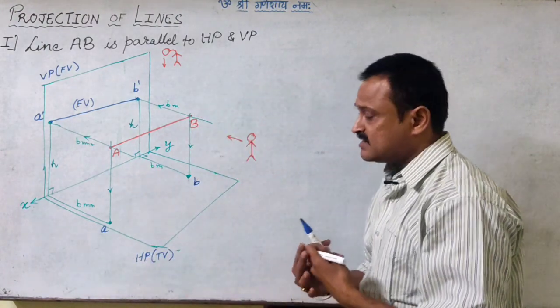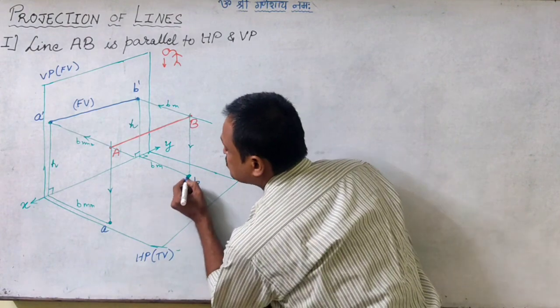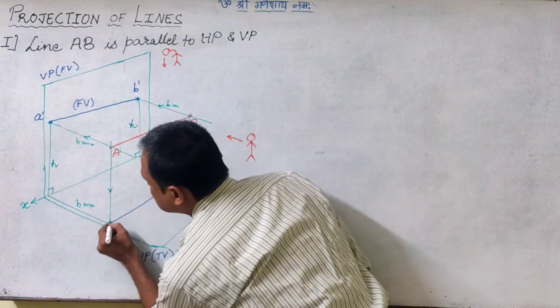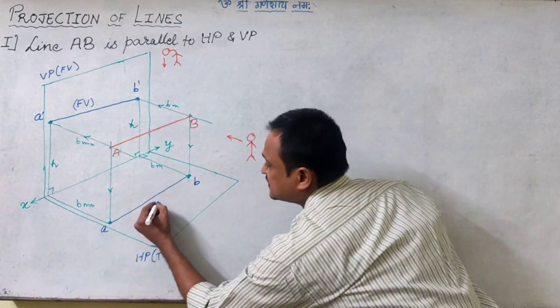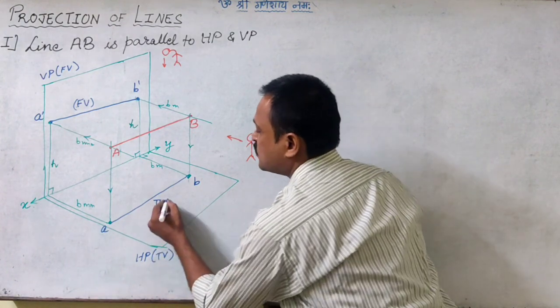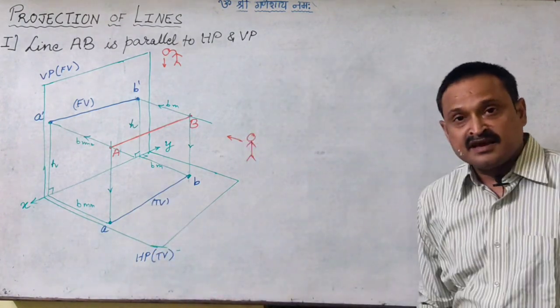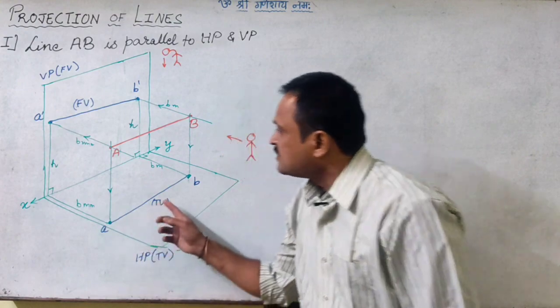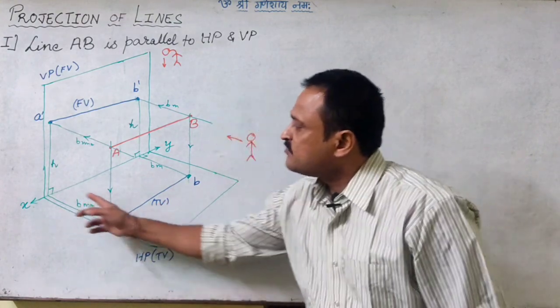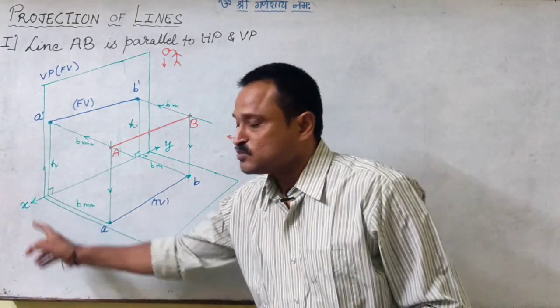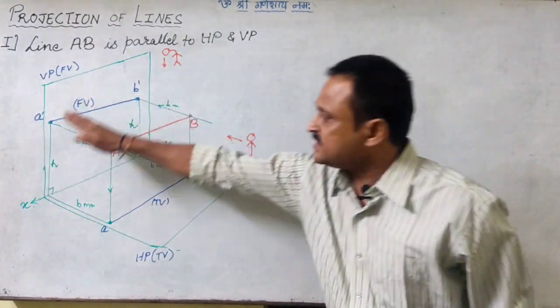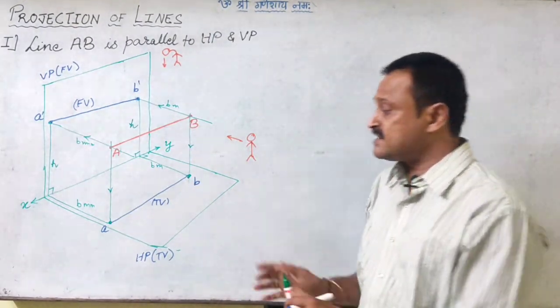So again what condition do we get? When I join ab, this ab is going to represent the top view of the line AB, and here also we see that the top view is parallel to the XY line. Right? So this was the understanding in three-dimensional.